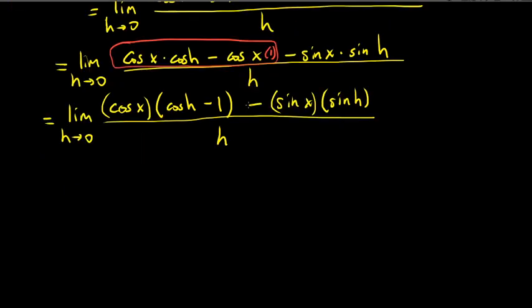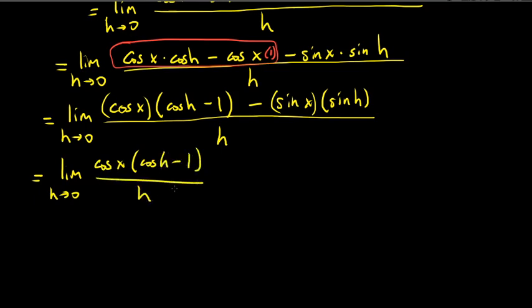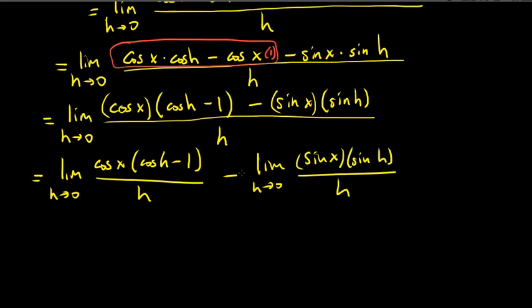But look, this is a difference, right? The limit of the difference is the difference of the two limits. So I can write this now as the limit as h goes to 0 of cosine of x times cosine of h, sorry, not hyperbolic cosine, cosine of h minus 1 over h, and then minus the limit as h goes to 0 of sine of x times sine of h over h.